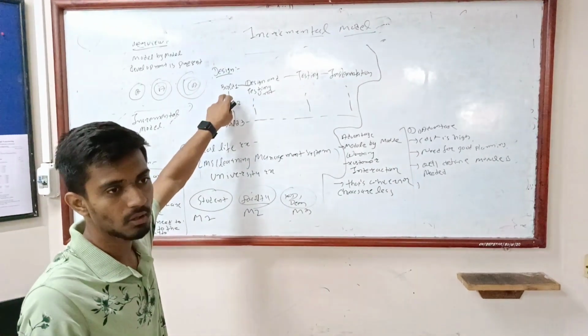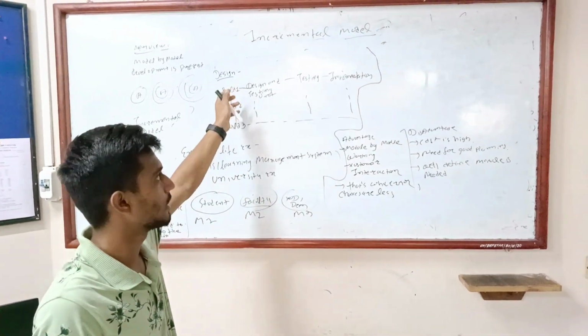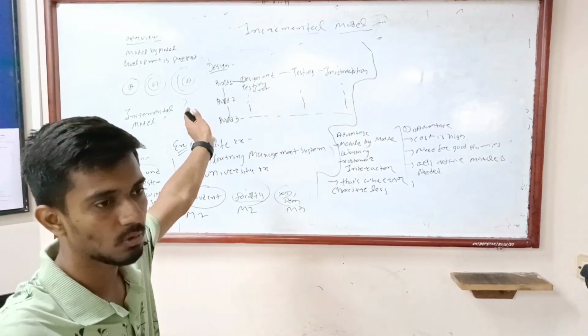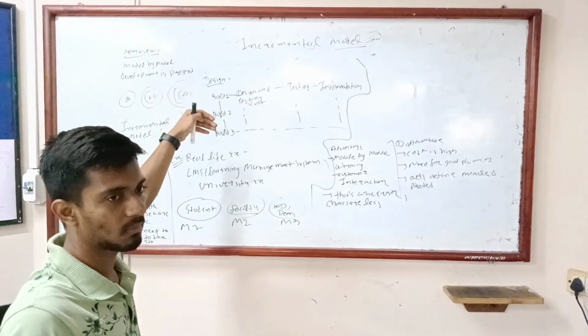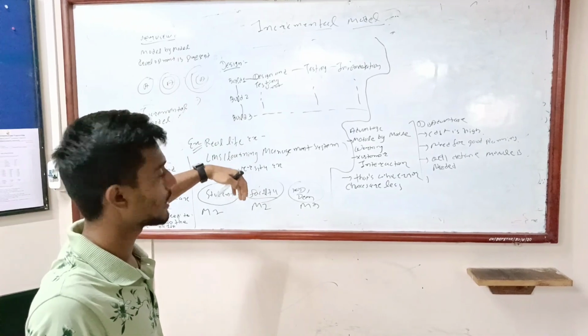First we build one model, then design and unit testing for this model, then test this model and do maintenance for this model. Then we create the second model and third model in the same way. Then we create it line by line.